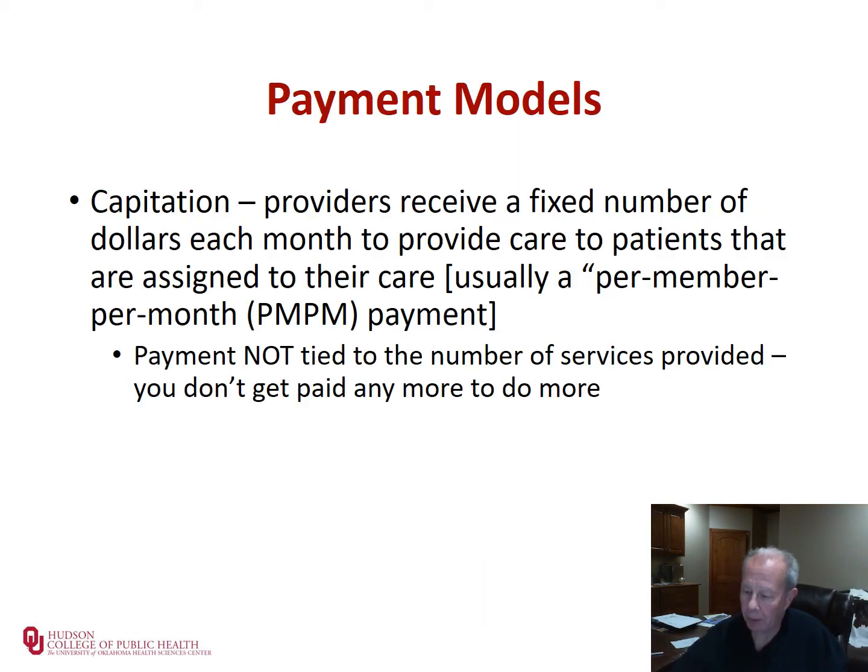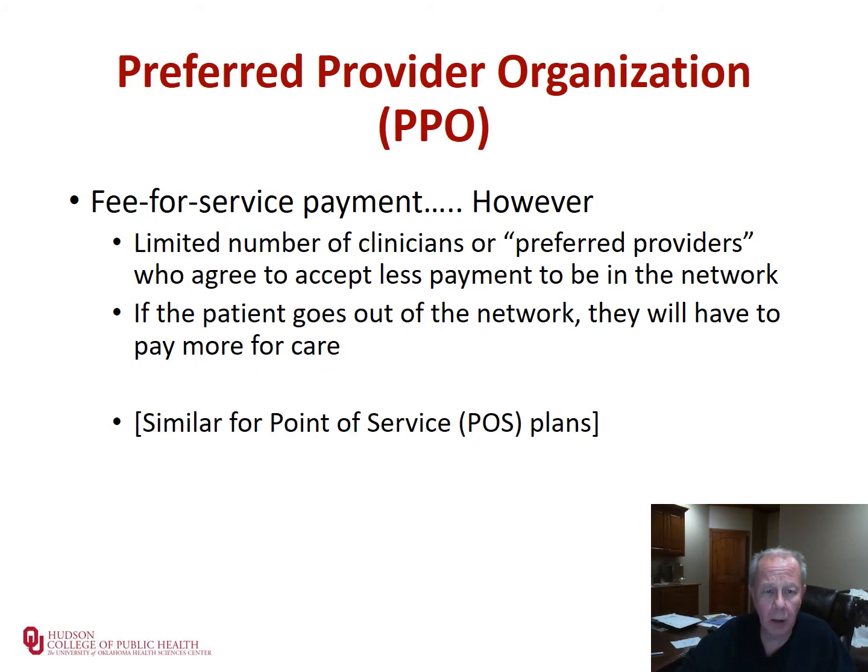So the second form of payment model that we talked about is capitation, where providers receive a fixed amount of dollars each month to provide care for patients. This is called per member per month payment. You get a fixed fee per month to take care of a panel of patients. The payment is not tied to the number of services that you provide, so you don't get paid more for doing more stuff. So it eliminates some of the incentives to do unnecessary testing, which may drive up healthcare cost.